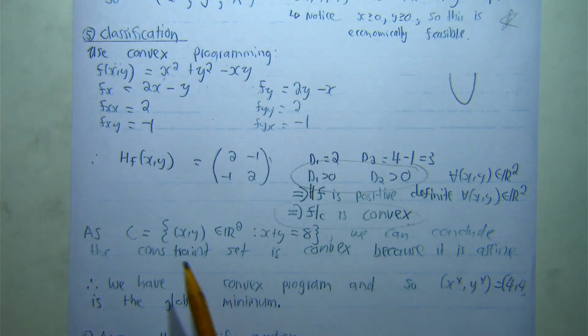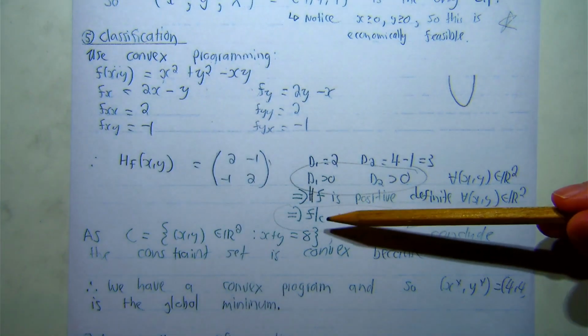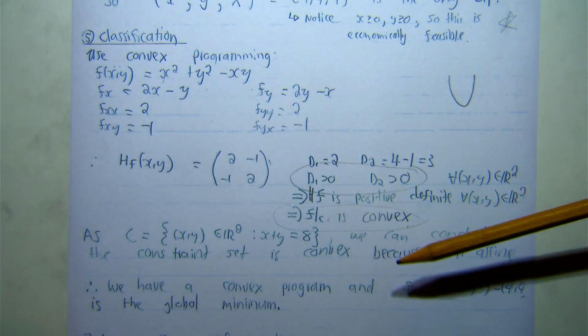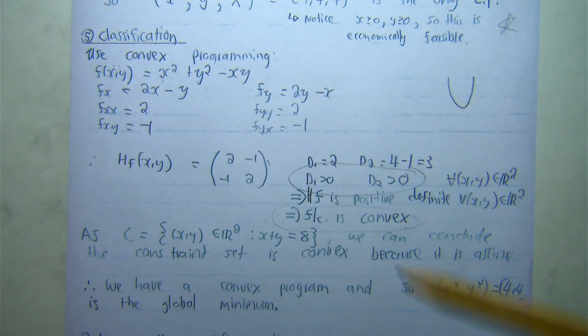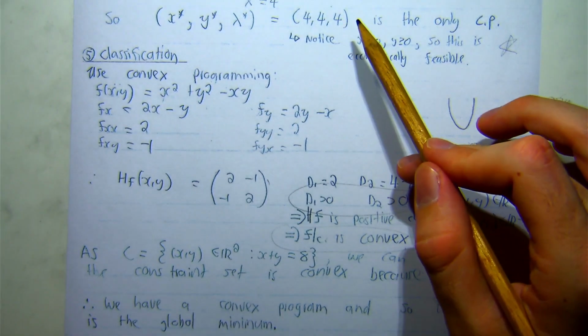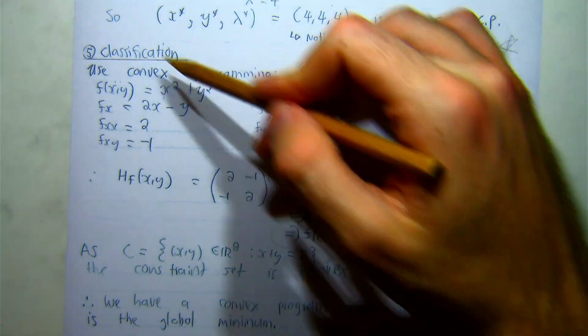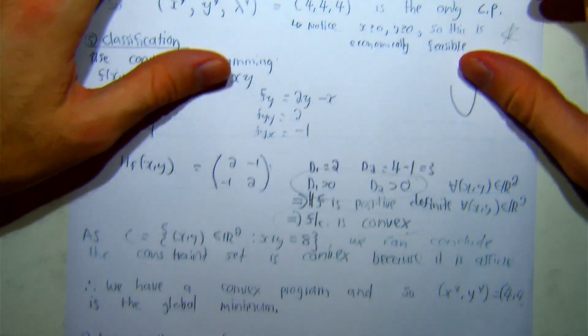Easy. And our constraint set is a convex set, which is another thing that you need to check when doing convex programming: that the function is convex on the constraint set and that the constraint set is convex. Together that means we have a convex program, and so this is a global minimum. Easy. So the critical point that we found is the global minimum, and we have confirmed that through our classification.